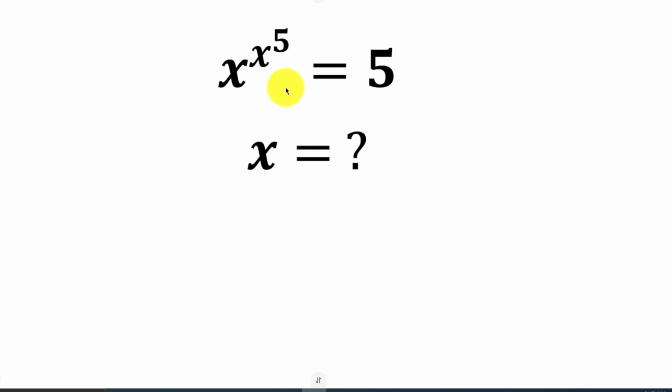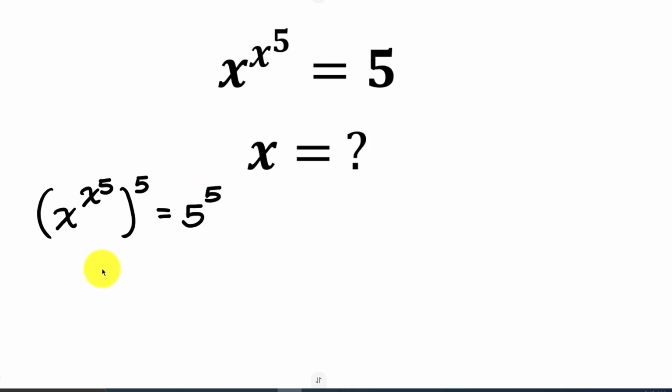Now, see what I have on the left hand side and what I have on the right hand side. Well, to make it balance, I'll have to raise both sides to the power of 5. So on the left, I have x to the power of x to the power of 5, and I'll raise the left hand side to the power of 5, equal to, I'll do the same thing to the right hand side. I'll raise the right hand side to the power of 5.